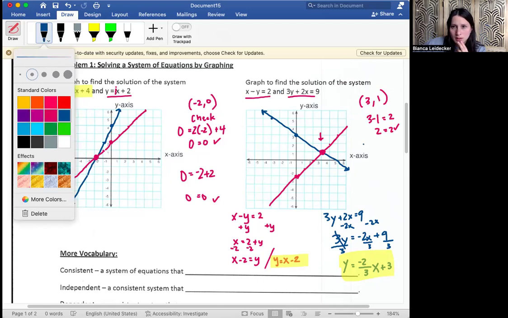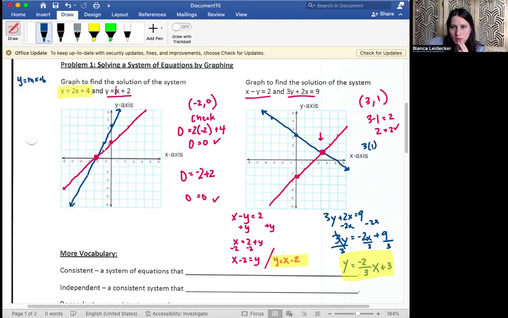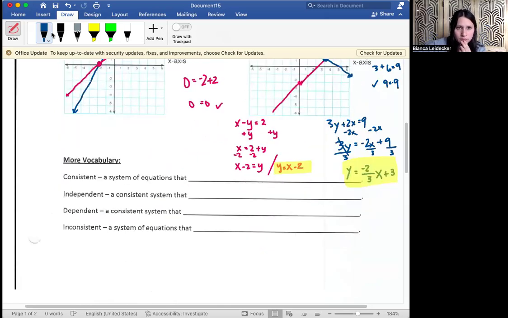Let's do the blue equation. I'm going to write this as 3 times 1 plus 2 times 3 equals 9. 3 times 1 is 3. 2 times 3 is 6. 3 plus 6 is 9. 9 equals 9. Check. That is also correct. So this is a valid solution for the system. All right. Let me take this off so I have some room to write down here.